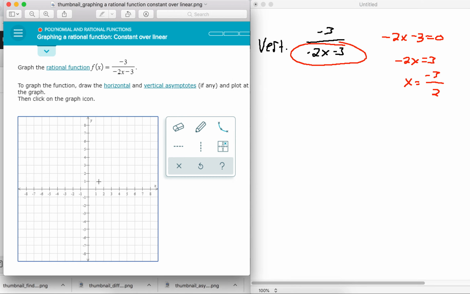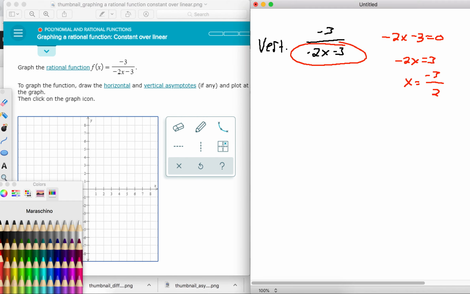That's the vertical asymptote. So, oh, I can't click because I'm not in Desmos, but what you'd want to do is click this vertical line tool and then go over to -3/2, which is -1.5, and make a vertical line right there. Okay, so that's the trick for vertical asymptotes.